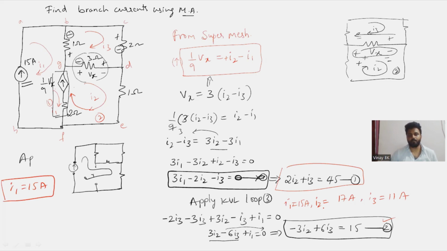That's all. First, you write the super mesh equation: 1 by 9 Vx equals I2 minus I1, because I2 has the same direction as 1 by 9 into Vx. That is the super mesh current. So 1 by 9 Vx equals I2 minus I1. Similarly, observe Vx. You can write Vx as 3 into I2 minus I3, because the I2 direction has the same polarity direction as that of Vx. Suppose it had a minus and plus like this, instead of plus and minus, in that case you write it as 3 into I3 minus I2.